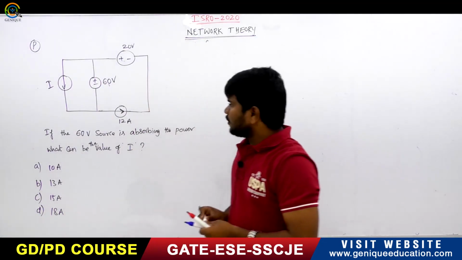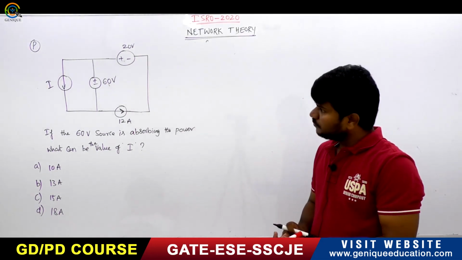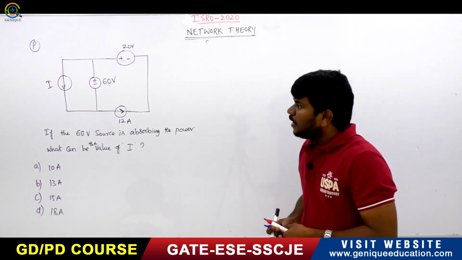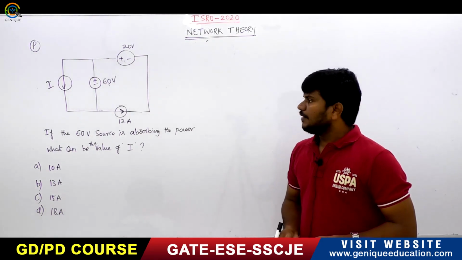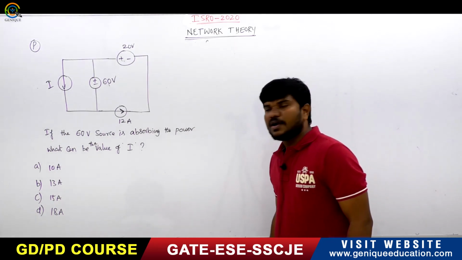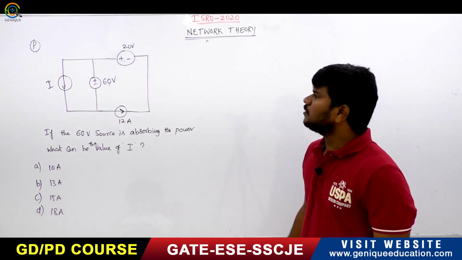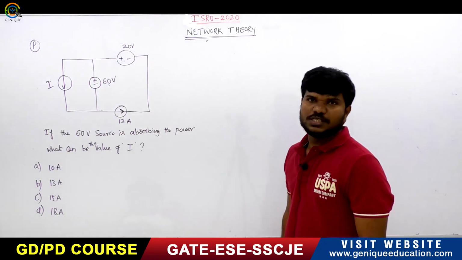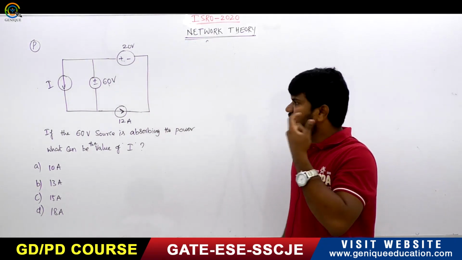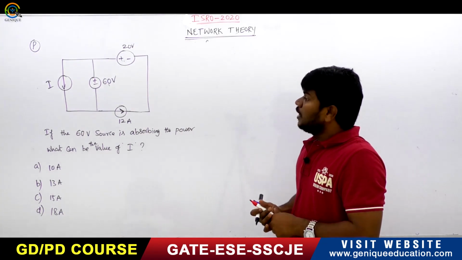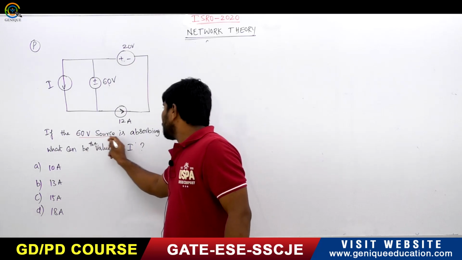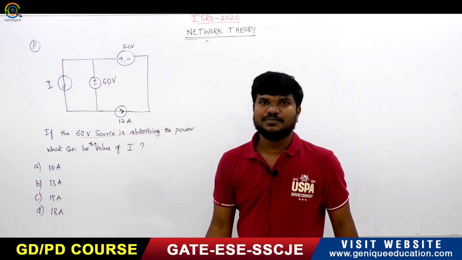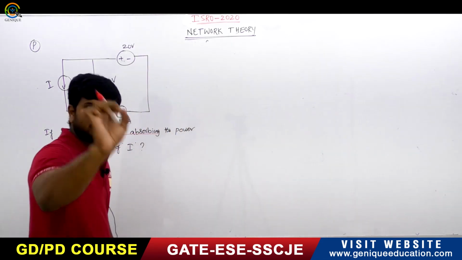Okay. So this is the next question. Observe this. In the network given, if the 60 volt source is absorbing the power, then what can be the value of I? He has given one clue: the 60 volt source is absorbing the power. Only the current and voltage sources are given. He is talking about the power only. So how can we find the value of I? It's a very, very good question.